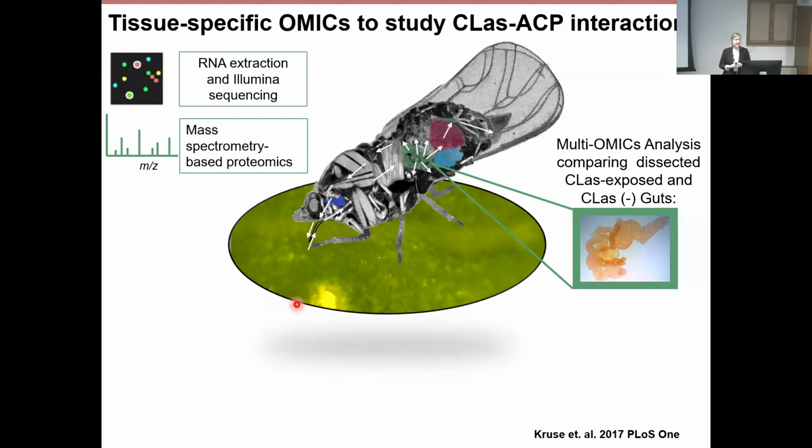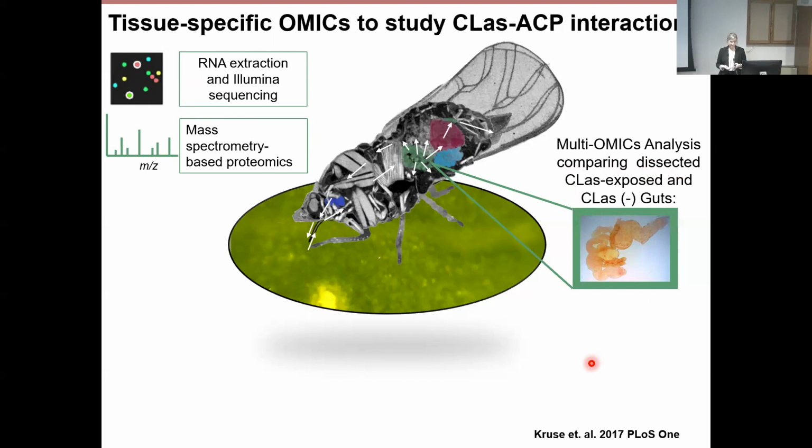And to do this, I took samples of dissected guts from insects feeding on infected trees, and remember we have to call these CLas exposed because we don't know for sure if every gut has CLas, and then compared them to dissected guts from insects feeding on healthy trees. And then to these samples, I did transcriptomics to look at the RNA response and proteomics to look at the protein response.